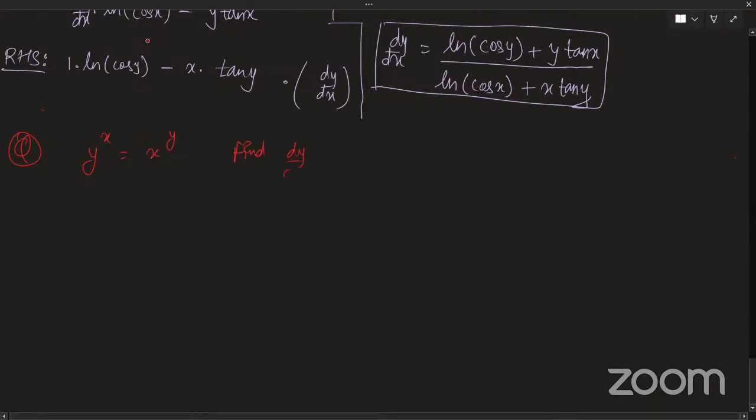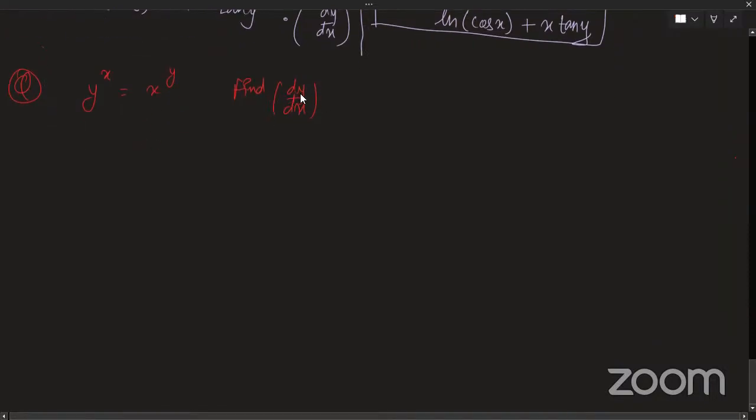Can you just tell me fast, how will you approach this question? What will be your approach to the question? Applying logarithm on both sides, then differentiating both sides with respect to x, right? Yes, sir. Okay, absolutely correct. And after that, you'll get some terms of dy by dx. Take that as common, and that will be your answer.